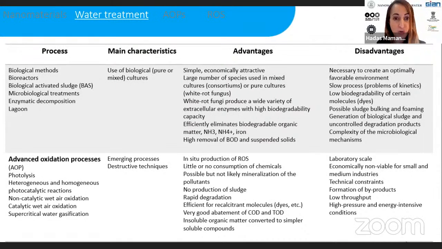It may have technical constraints. So for example, if we require an ozone generator or stuff like that, it may be technically constraining. There may be a formation of byproducts because we oxidize the pollutants. If we do not oxidize them to carbon dioxide and water, we will have residual byproducts left in the system, and these byproducts in some cases may be more toxic than the parent compound. In some cases, it will require high pressure or may be energy intensive, okay?